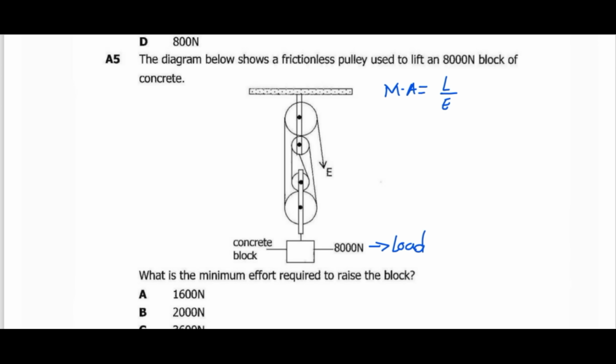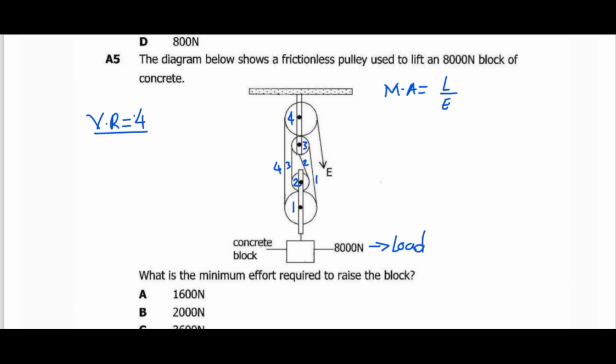Now the question is, how can we find mechanical advantage? But let's look at the diagram. Can we find the velocity ratio? Yes, we can. How? By just counting the circles or the number of ropes. So we can see that we have 1, 2, 3, 4. So our velocity ratio for this system is 4. The same if we count 1, 2, 3, 4.